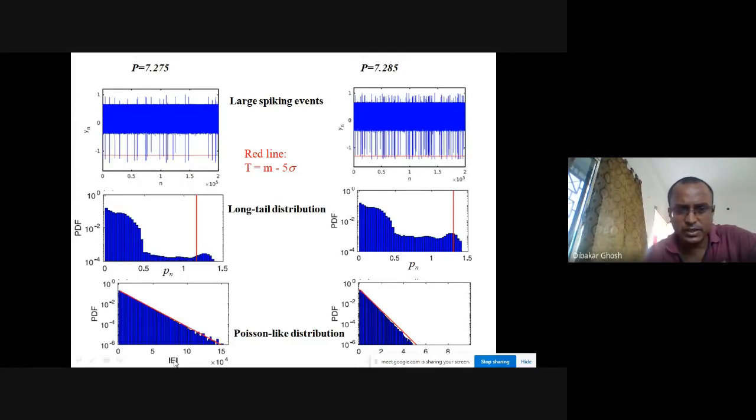And if we see the inter-event interval, IEI, then it looks like a Poisson-like distribution. But if we increase the parameter value, just after the post crisis, then a large number of data comes and the number of spikes increases. And the corresponding distribution, the inter-event interval, also shows a Poisson-like distribution.